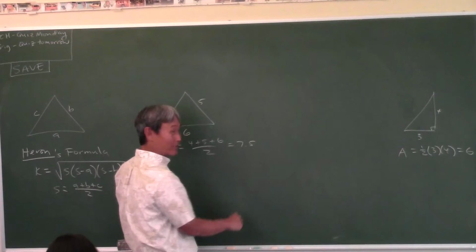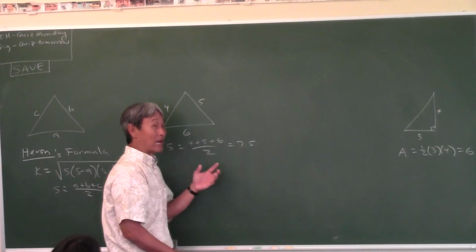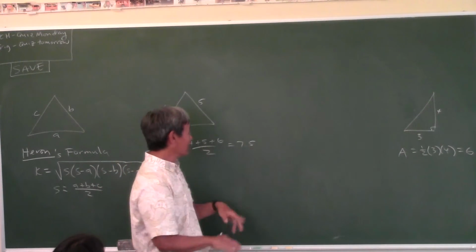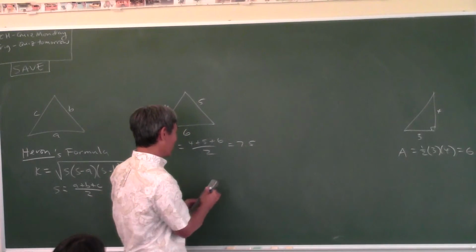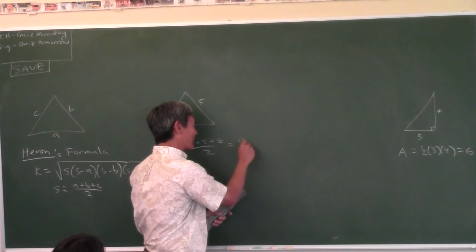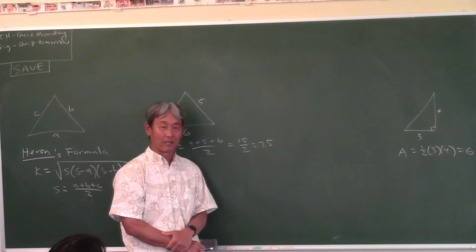7.5. Everybody can do that? 15 divided by 2? Okay, now it just depends. If you get to use your calculator, then it doesn't matter. But if you're not using your calculator, then I would not use 7.5. I would use 15 over 2. So you tell me, do you want to use your calculator or?